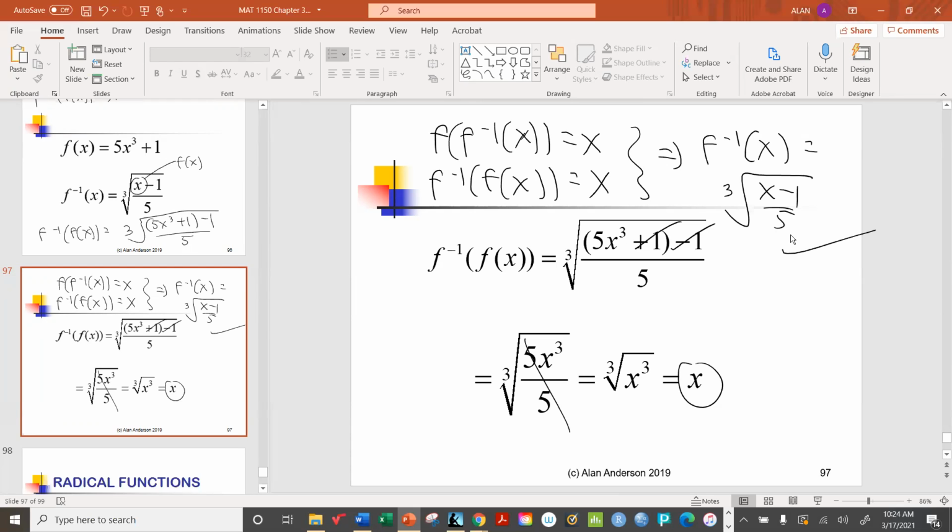Now, if on the exam it doesn't specifically say to prove that you found the correct inverse, you don't have to, but you might want to do it anyway just to make sure that you haven't made any mistakes.